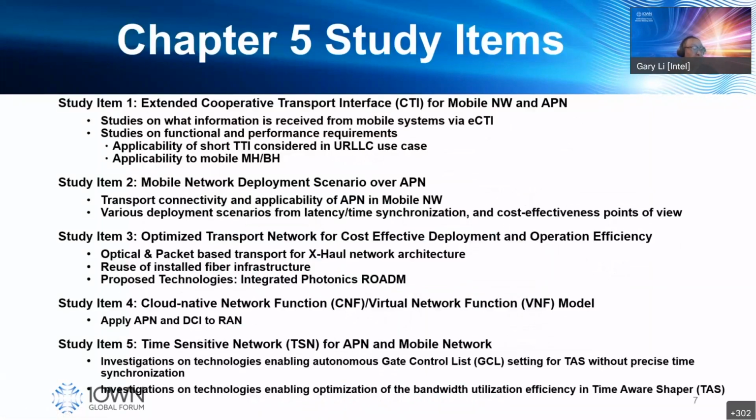In the technical document, we propose several study items. The first item is to study the extent of the cooperative transport interface (CTI) for mobile network and APN. For this one, we want to understand what information is received from the mobile network through the extent of the CTI. We're also going to study the functionality and performance requirements, including the applicability of the short-term TTI considered in the ultra low latency use case, and how we can extend the CTI to the midhaul and the backhauls.